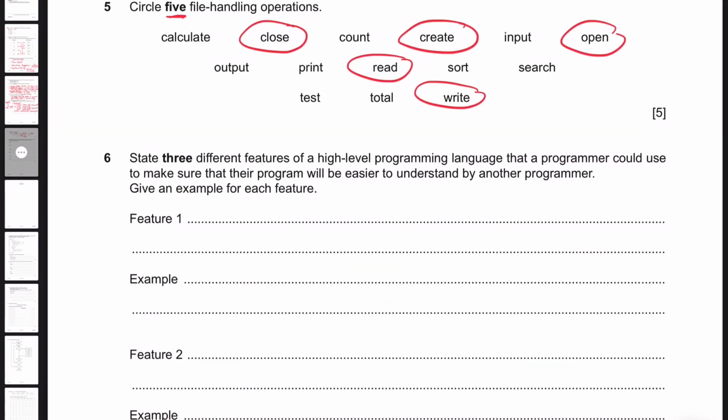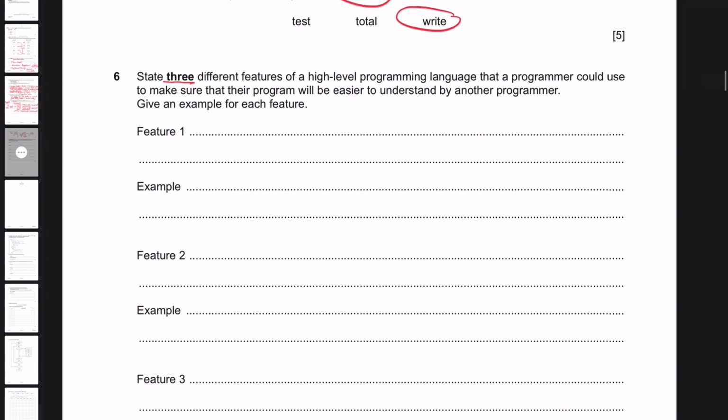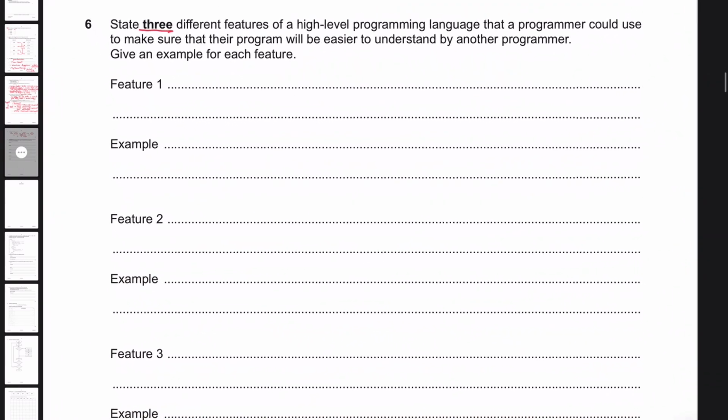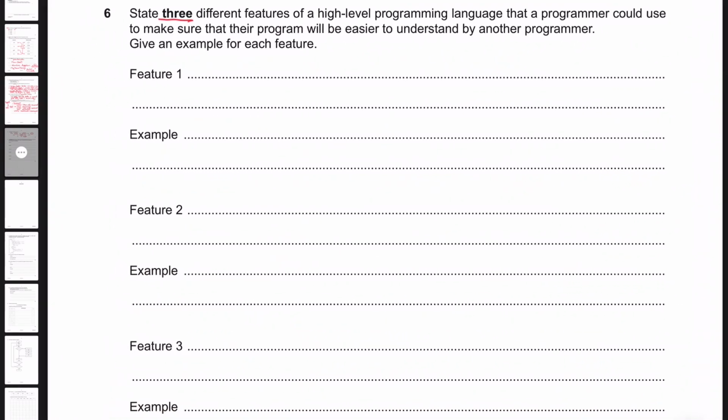Now, question 6: state 3, only 3, different, let's see how much it's worth. Okay, 6 marks for this. State 3 different features of a high-level programming language that a programmer could use to make sure that their program will be easy to understand by another programmer. Give examples for each feature. Well, I think if we put the features in, then we can go back to the examples.